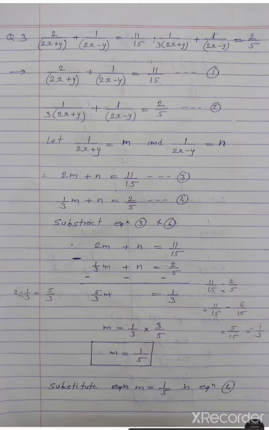Now here you can cancel this. Now look at here carefully. So 2 minus 1 upon 3 is equal to, here I do this subtraction, 3 2s are 6 and 6 minus 1 is equal to 5. So our answer is 5 upon 3m.